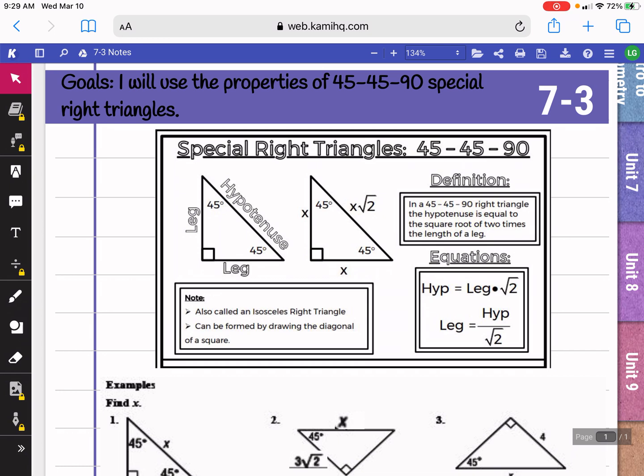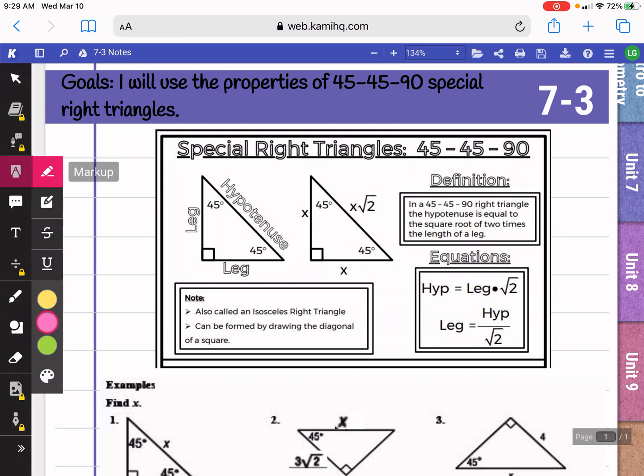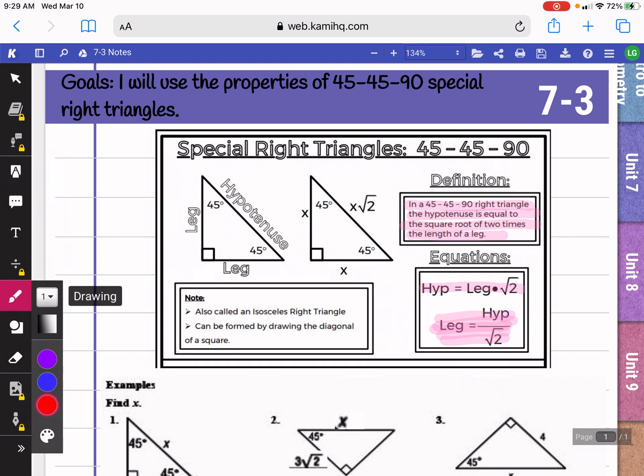A 45-45-90 right triangle has a hypotenuse that's equal to the square root of 2 times the length of the leg. Now, there are two equations you can use here. When you're finding the hypotenuse, you do leg times square root of 2. When you're finding the leg, you do hypotenuse divided by square root of 2. It's like you're working backwards. These are the two equations that we're working with today.